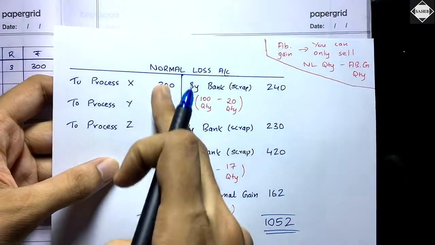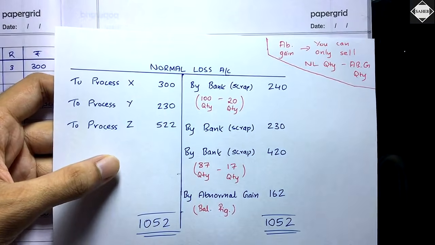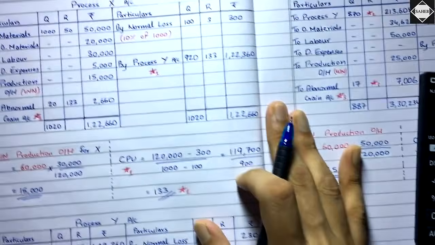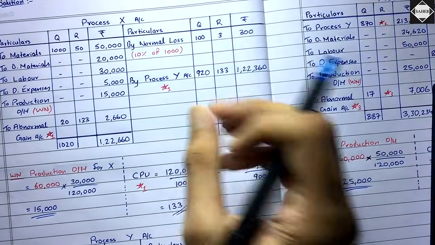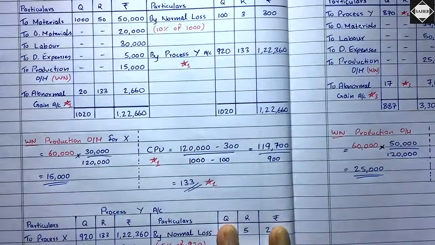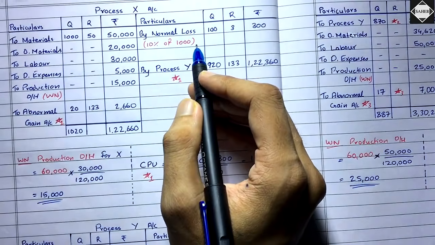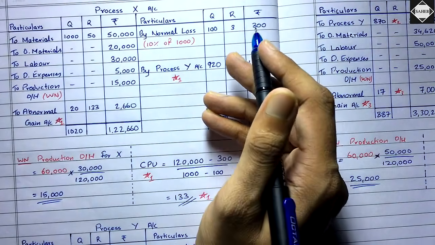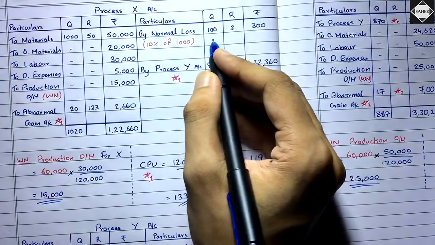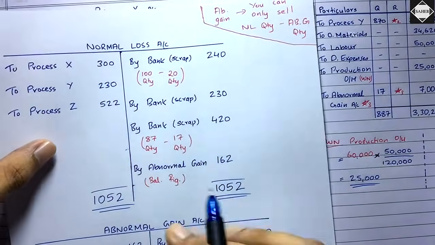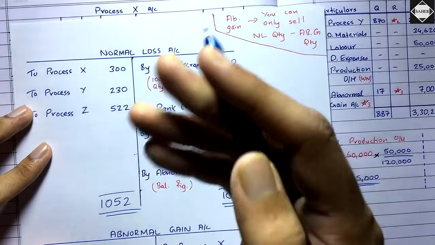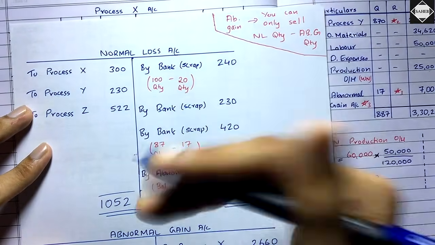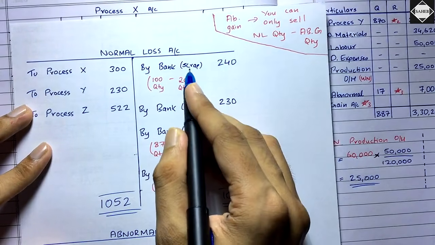Now all these are on an estimated basis. I have been telling you this. We expect that normal loss will happen in the beginning itself, and these are all estimated figures. Normal loss is valued at scrap, and it is sold as scrap. So what we have to do is sell it, and if you're selling it, the normal loss account will get credited because your loss is being reduced, you're doing recovery of loss. So, by bank, scrap.